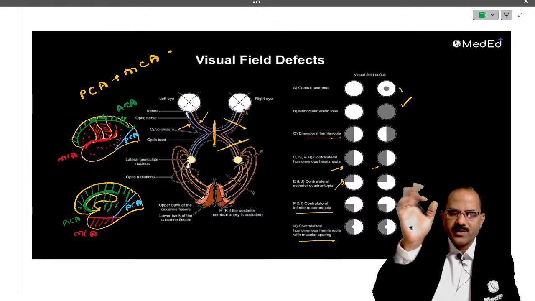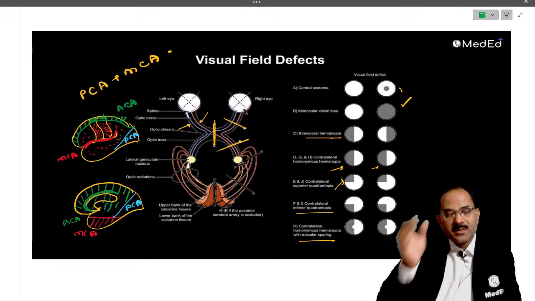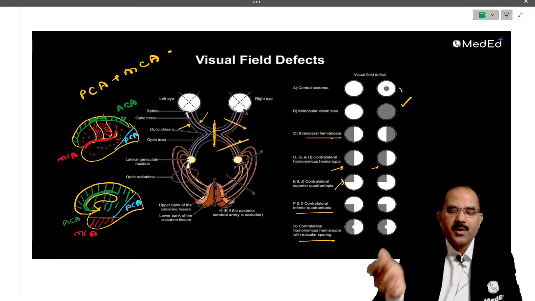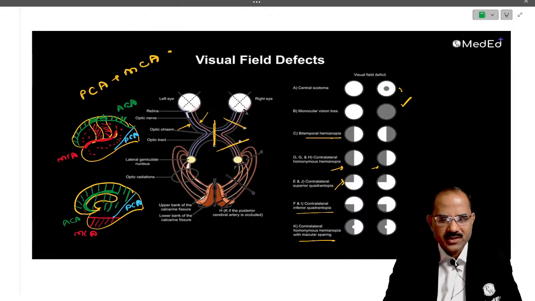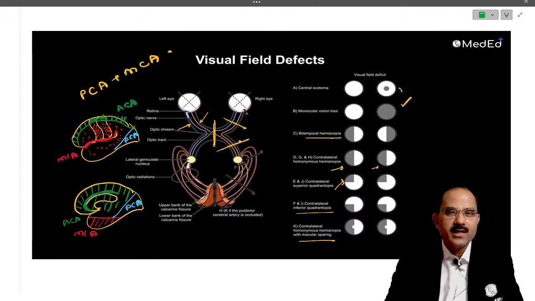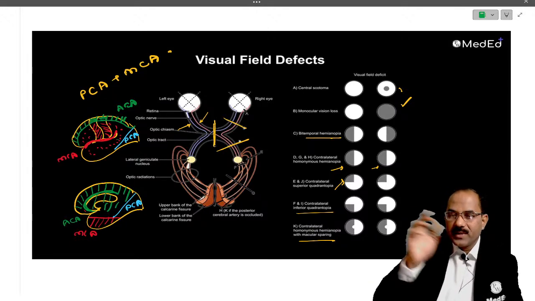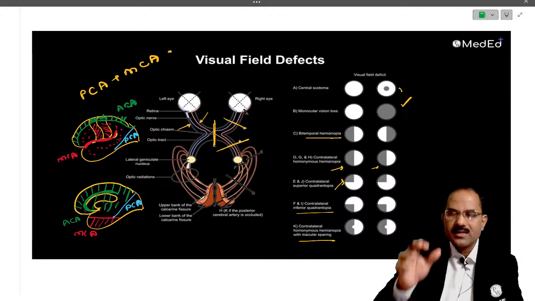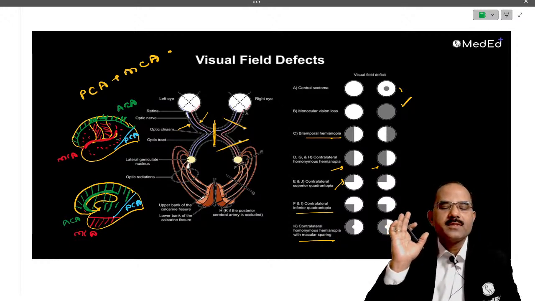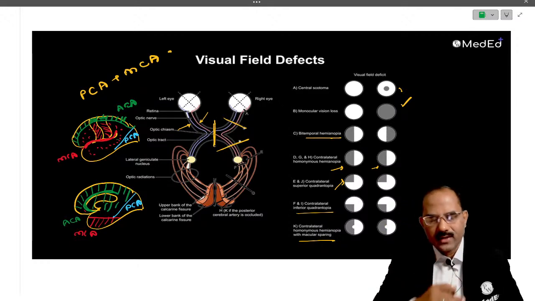Very good. So clear to all of you. And blood supply of the visual cortex is PCA plus MCA. Perfect. Clear? Any doubts here? Artery present in the callosal sulcus, ACA. Artery present in the lateral sulcus is MCA. Very good. Let us go to the next MCQ.